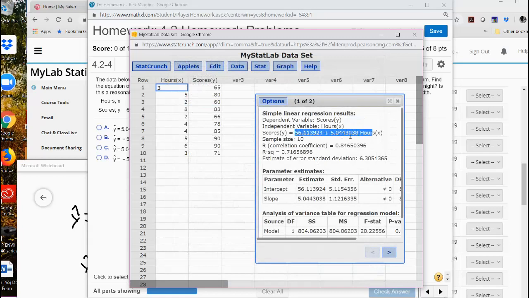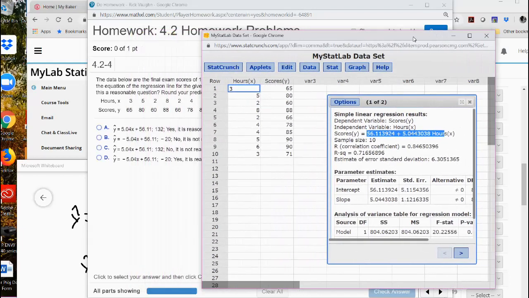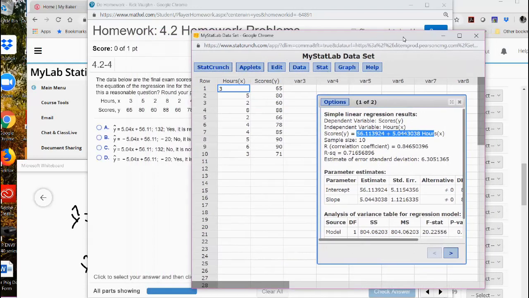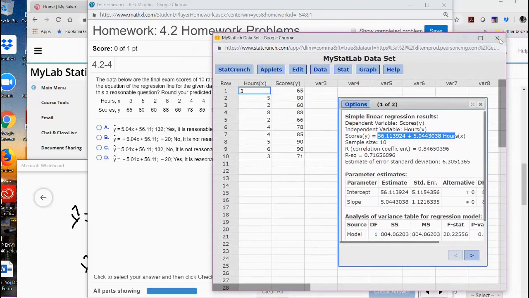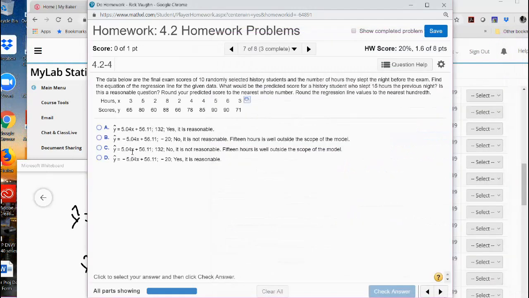Okay, 5.044 times the hours, plus 56.11. All right, these were all the same, except some of them were negative. This is not negative, it's got a positive here. So it's going to rule out B and D for me. So the only choice now is between A and C. And I'm going to look at the y-intercept. They both have the same y-intercept, 56.11. Right, so that's everything I need from here. It's still between A and C.